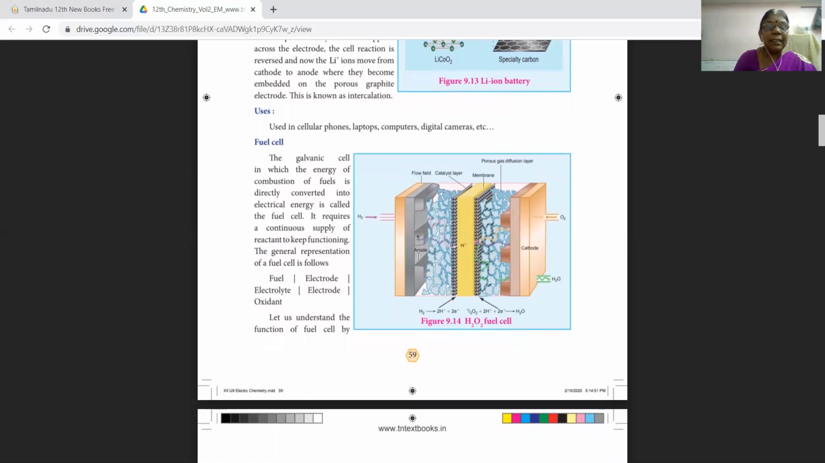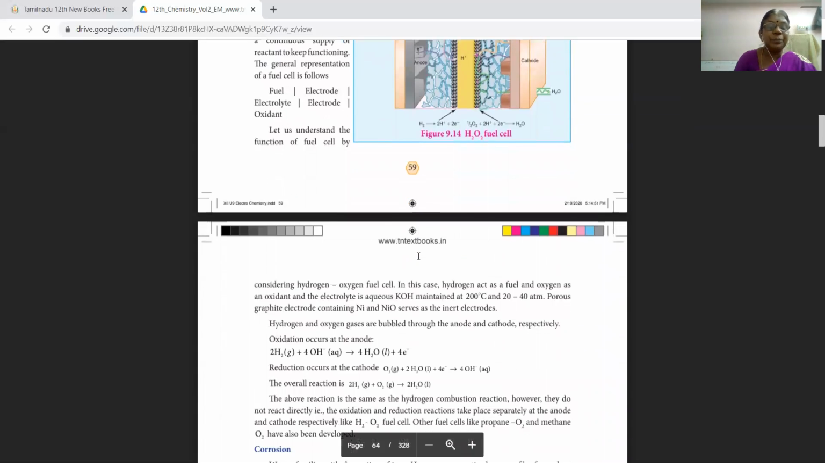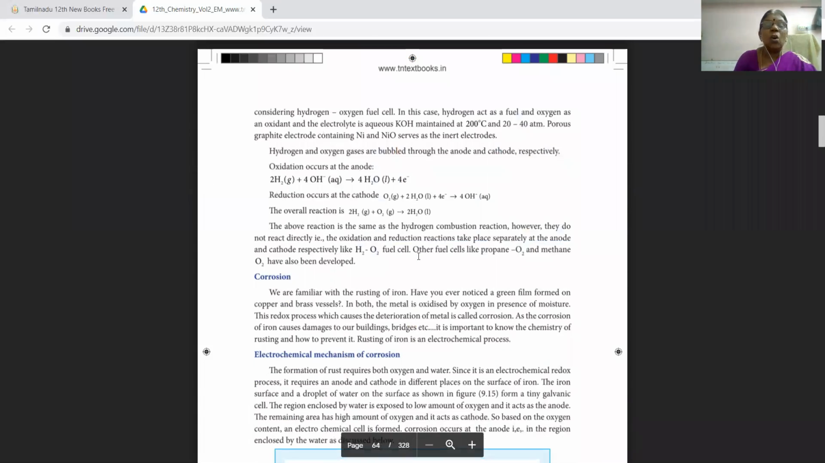Now let us understand the function of a fuel cell by considering the hydrogen oxygen fuel cell. This is one of the important questions. In this case, hydrogen acts as the fuel and oxygen acts as the oxidant, and the electrolyte is aqueous KOH maintained at 200 degrees centigrade and a pressure of 20 to 40 atmospheres. Porous graphite electrodes containing nickel and nickel oxide serve as inert electrodes. Hydrogen and oxygen gases are bubbled through the anode and cathode respectively.